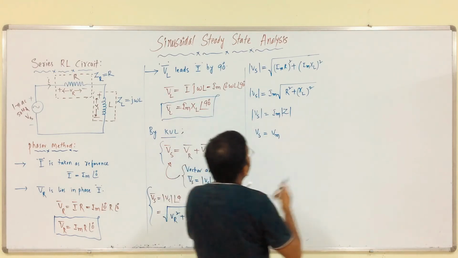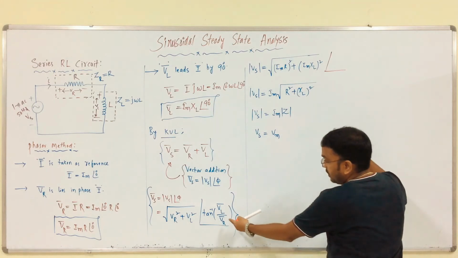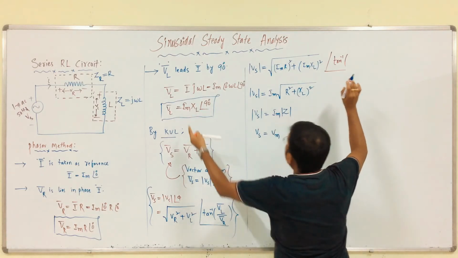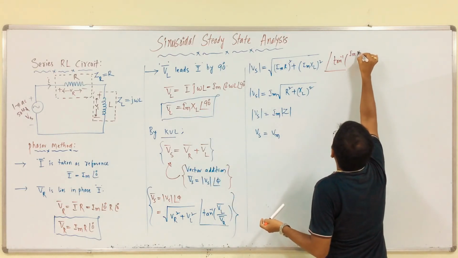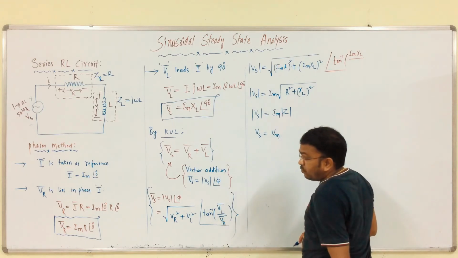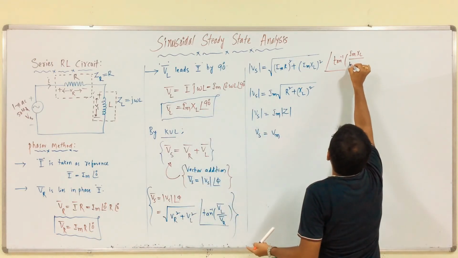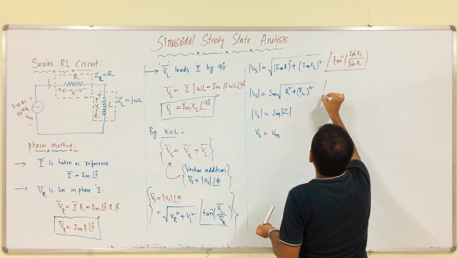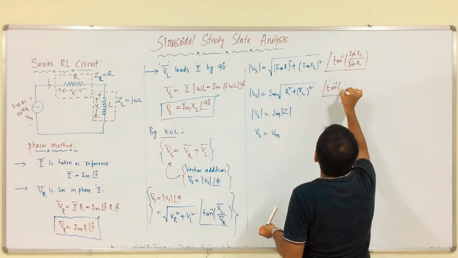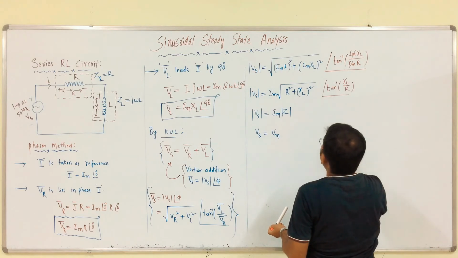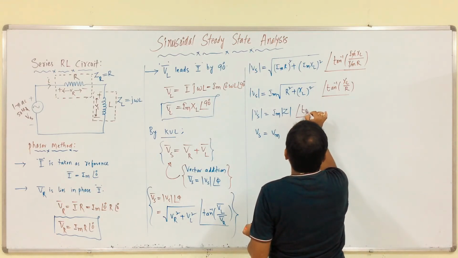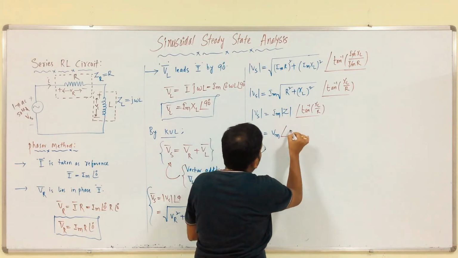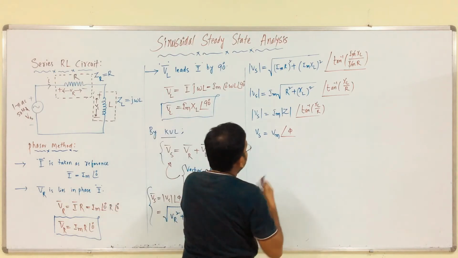Clear? Like that, if we write the angle, tan inverse Vl is nothing but what? Im XL, right? By Vr is nothing but Im into R. Im gets cancelled. Therefore, we got tan inverse XL by R. The angle is what? Tan inverse XL by R. So, here we got the phase angle is what? Phi. Clear?